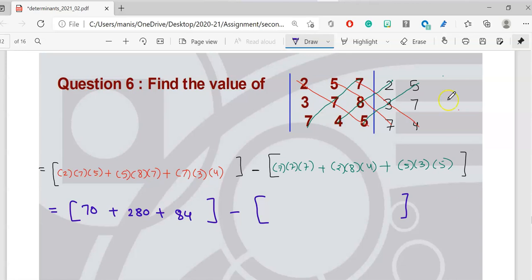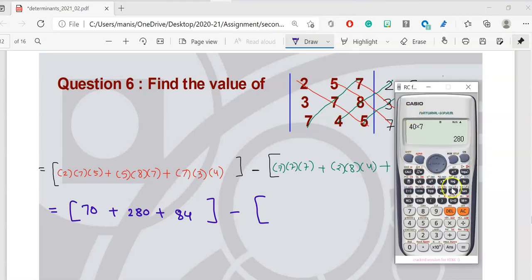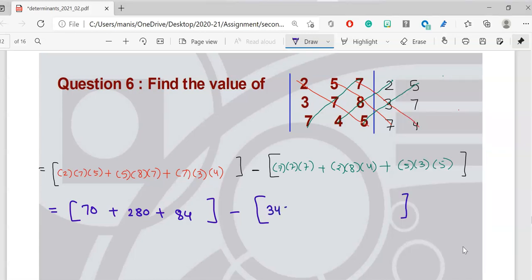7 times 7 times 7. So let's do this, 7 to the power cube, or 7 times 7. I'll just go 7 to the power cube. Sometimes we have to take shortcuts also. 343. So I got over here 343 plus 2 times 8 is 6.